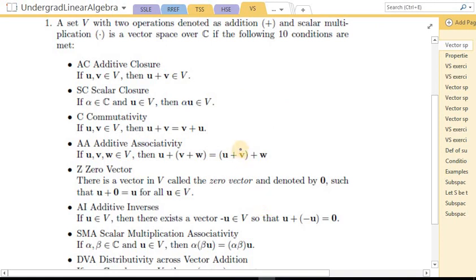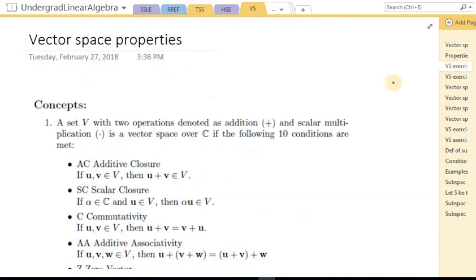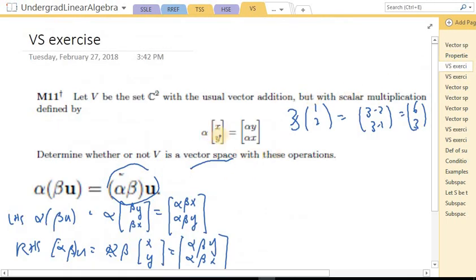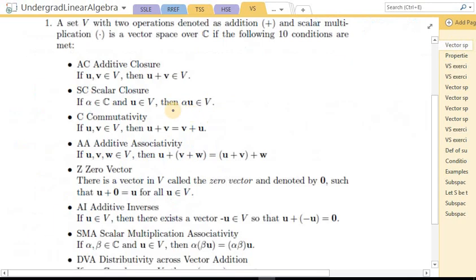So we should look at the multiplicative properties and see if those are still true. Well, if you look at scalar closure, it's still true, according to this definition, that the scalar multiple of a vector is still a vector. So the scalar multiple property is still true.